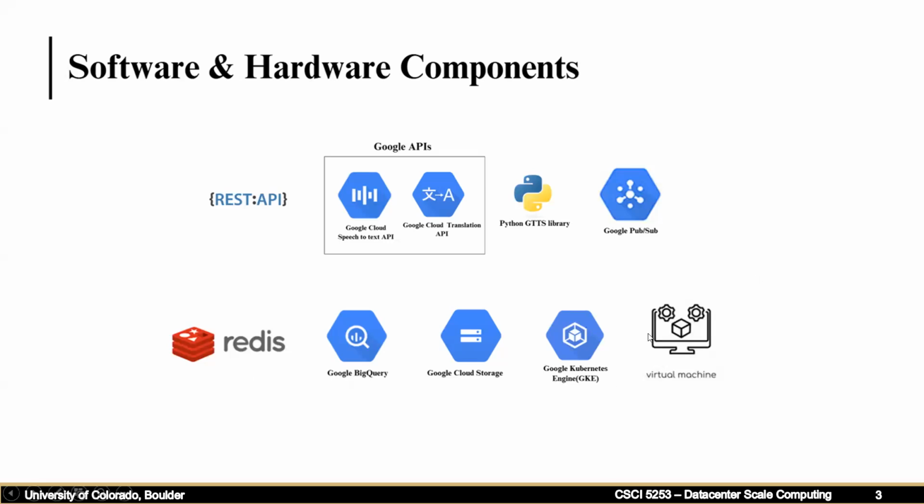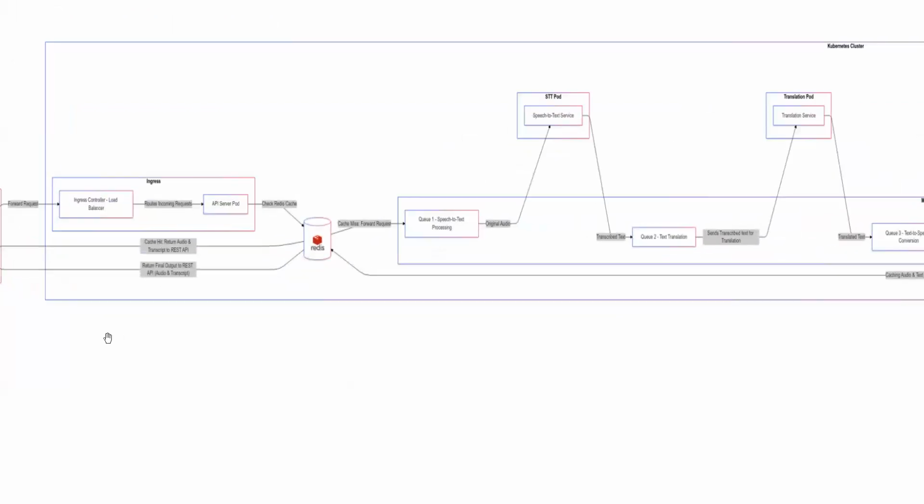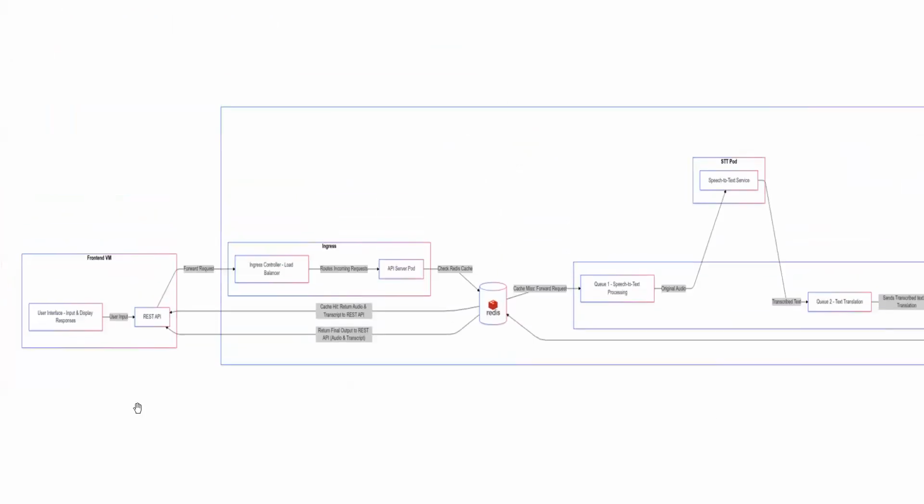Now, Navya will explain the architecture components and their interactions, followed by our system's workflow. Now let's take a detailed look at the architectural diagram and explain how different components interact and how the multilingual podcast translation service works. Let's walk through how it all works step by step.